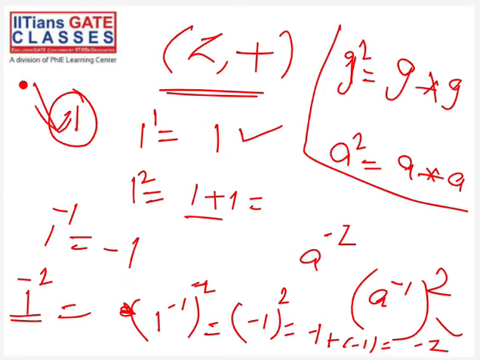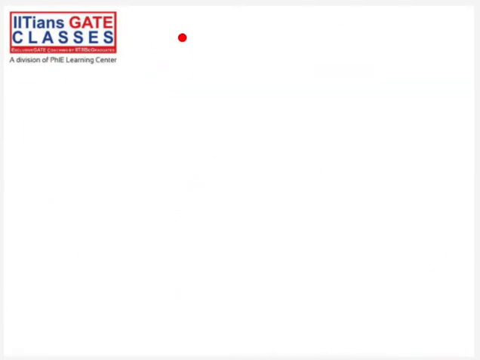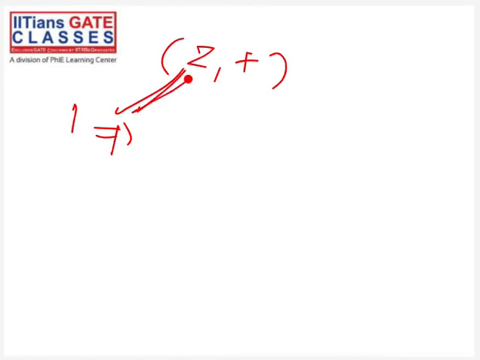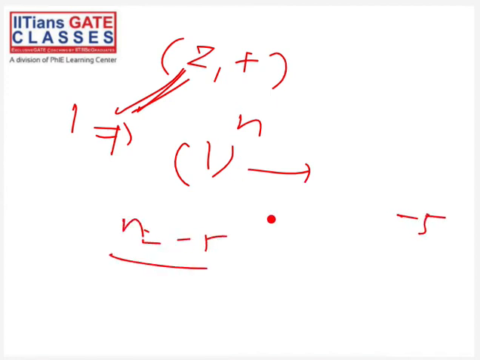So by using this, if this is your structure, then this one is a generator, because it can generate all the elements in Z, just by using some power. By using different powers you can generate all the elements. If you want to generate, for example, minus 5, then you can take this n to be minus 5. So this one is a generator because it can generate all the elements in Z.